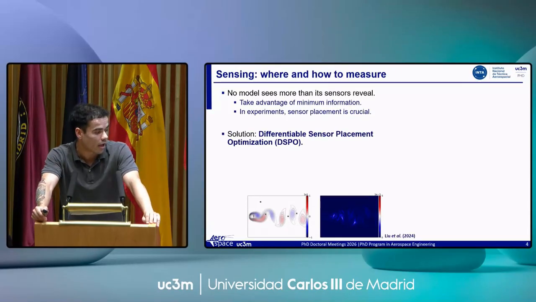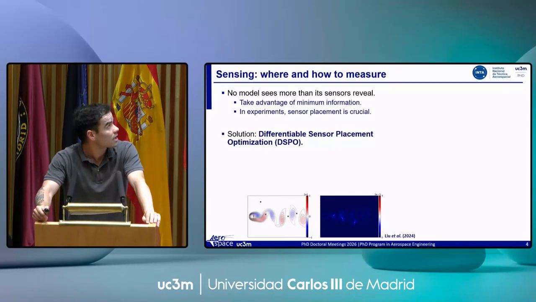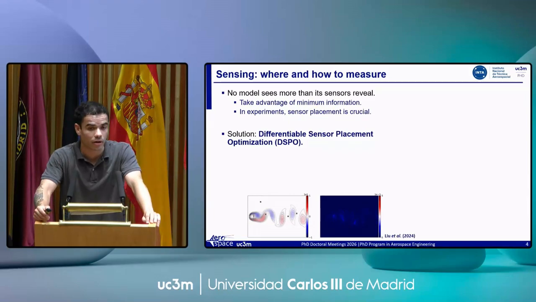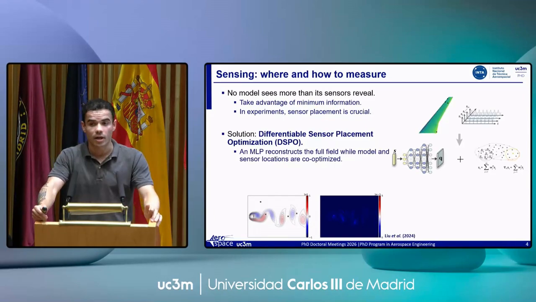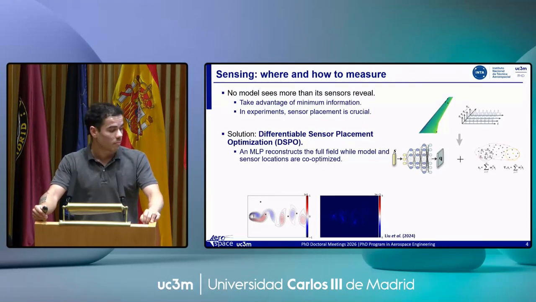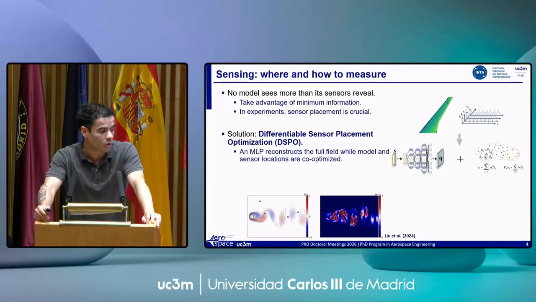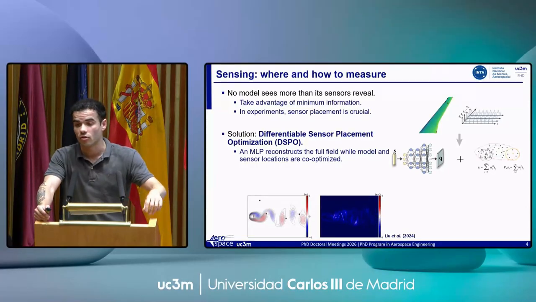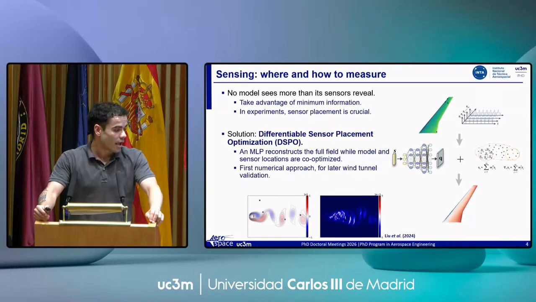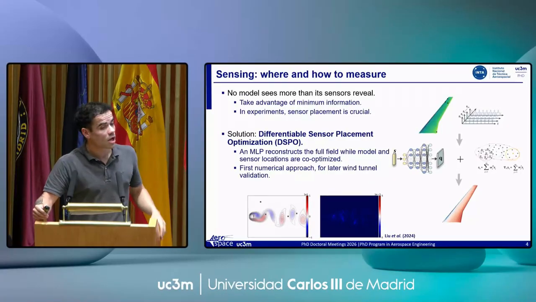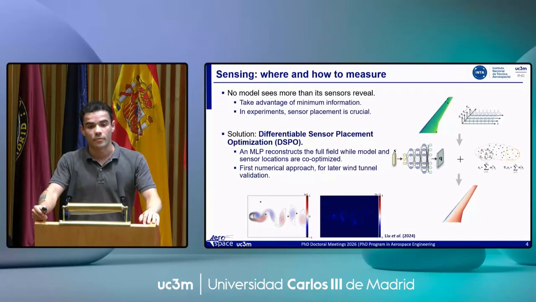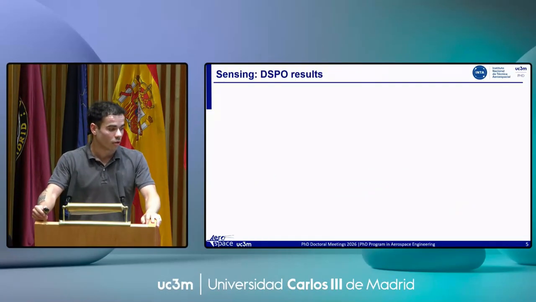For this, I've been working with a differentiable sensor placement optimization algorithm, DSPO, which is a numerical tool which uses an MLP net, which reconstructs the full field while the model and the sensor locations are co-optimized. This is first a numerical approach, but with the correct data sets, the results could be extrapolated to the experimental environment in order to know where to place the sensors in the real model.